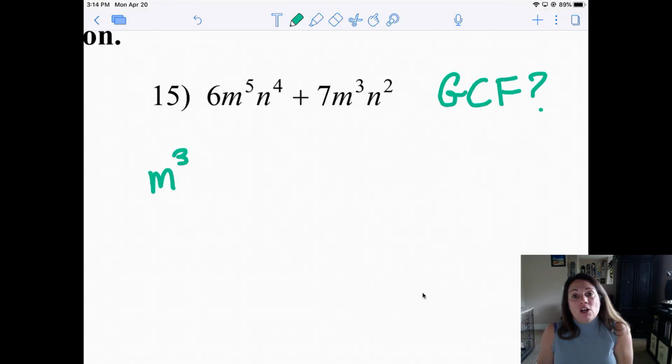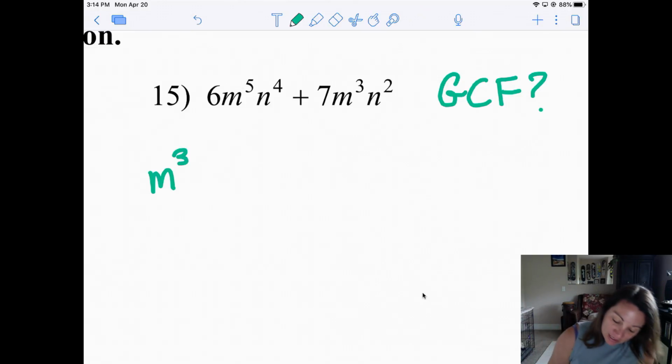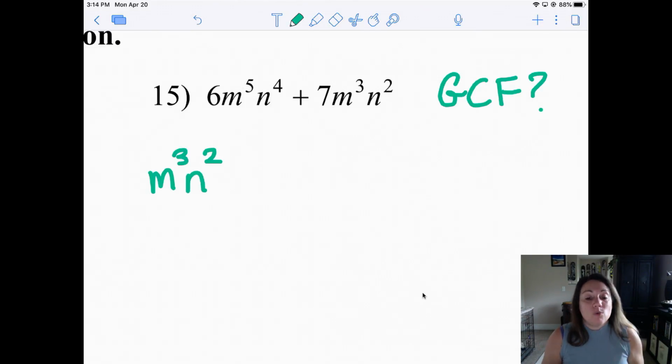Now I need to move on to the n's. The first term has 4 n's, and the second term has 2 n's. And so the greatest amount of n's that they have in common is, I'm sorry, not 2n. It's 2 n's, or n squared. So m cubed times n squared becomes my GCF.